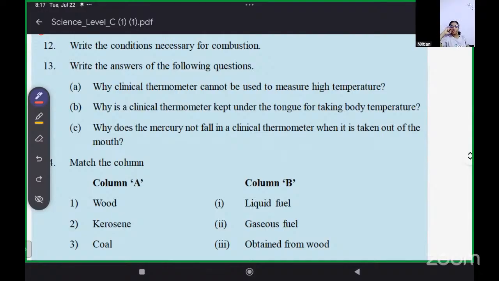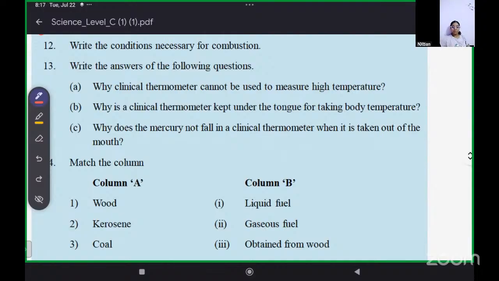What is that? Now, why is a clinical thermometer kept under the tongue for taking body temperature? Is it because under our tongue there's more heat? Yes, there is more heat, or more nerve endings. Ma'am, sometimes when I'm sick, my mother also keeps it under my arm. Under your arm is also good, because body heat is there under the arm.